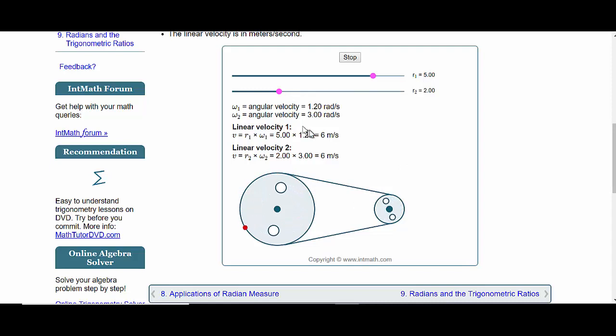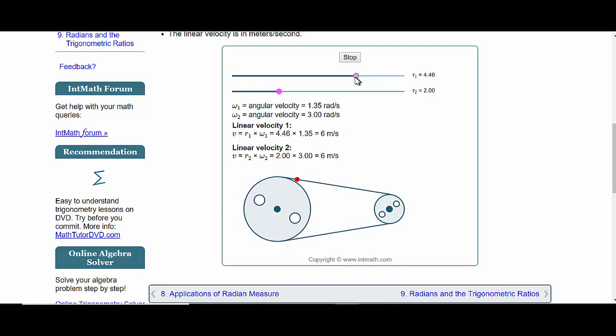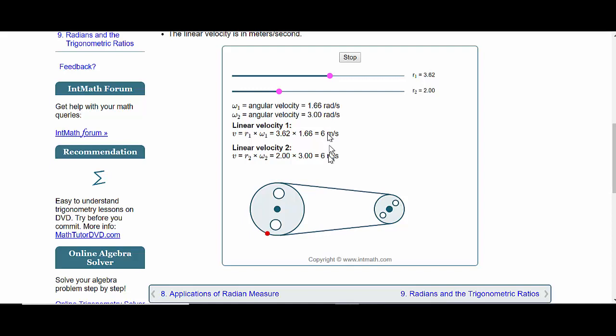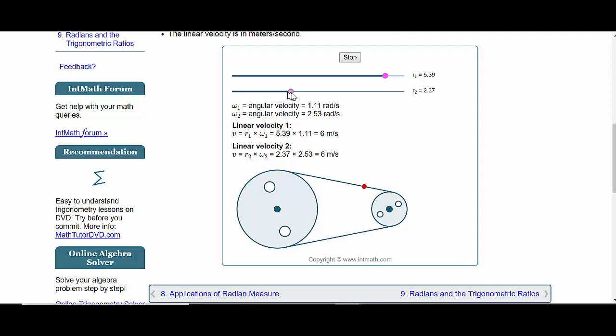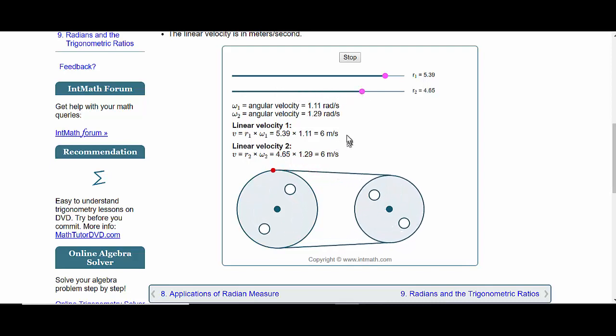If you look at this right now, these linear velocities are being calculated, and we're going to learn how to do that. What's happening is they're the same. It's calculating right now that they're 6 meters per second. If I change this, I want you to notice it's still staying the same. It's not changing ever. Regardless of how big or small these circles are, the linear velocities of these two wheels are the same, because that point is traveling a certain distance in a unit of time.